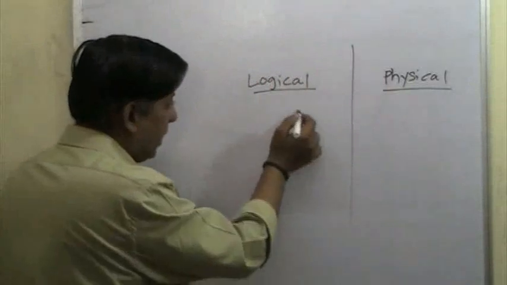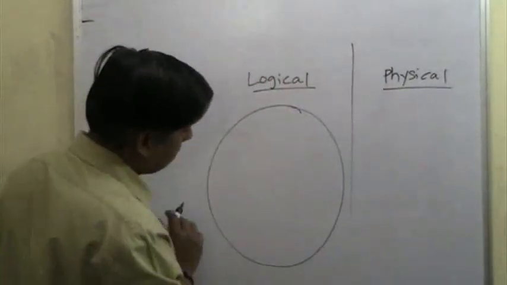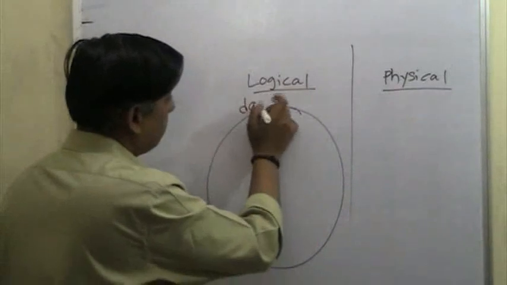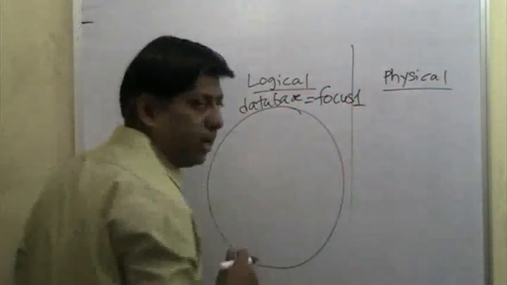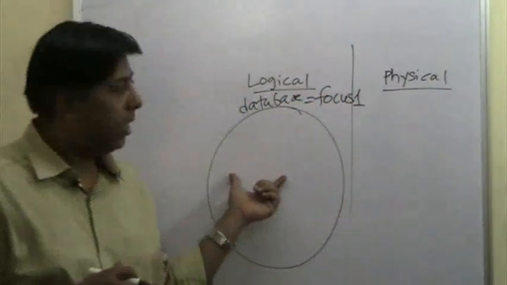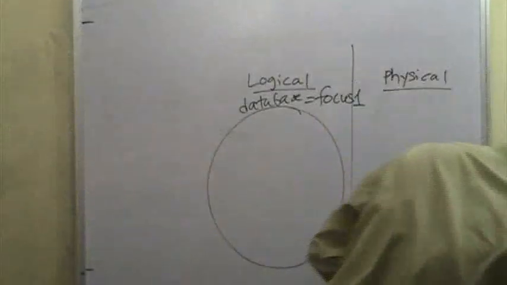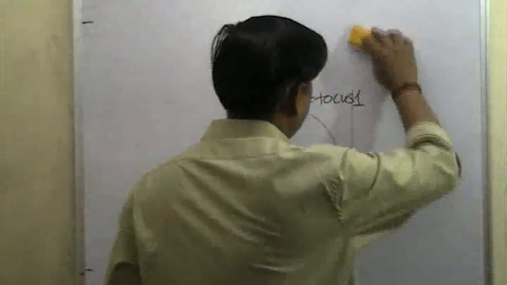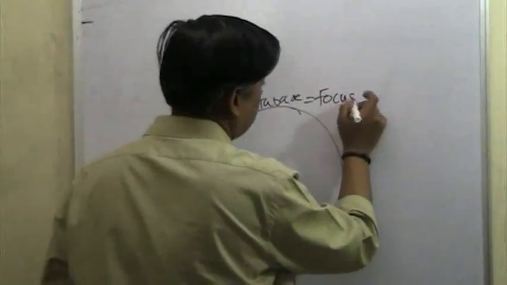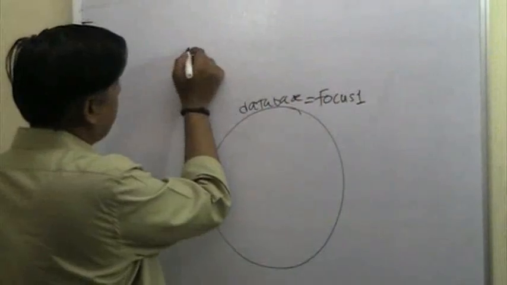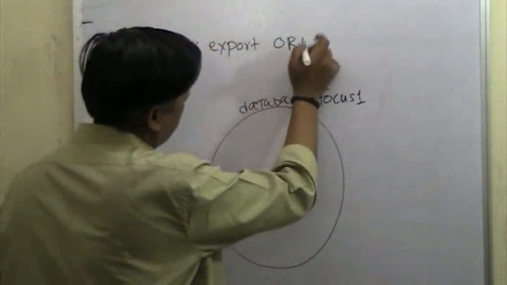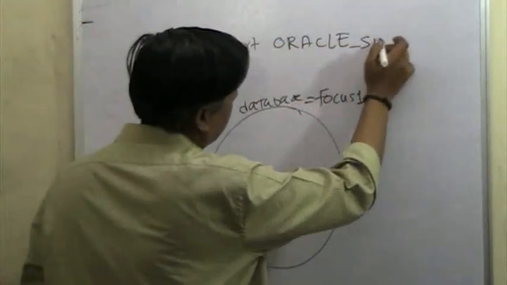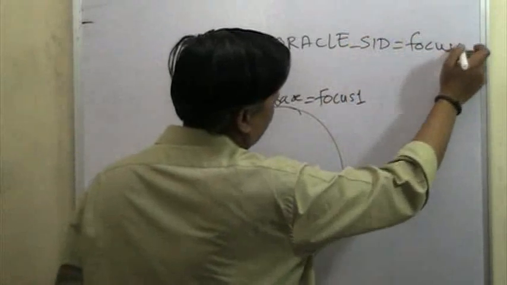Now, as I said, a database is something, this is a bigger circle, this is my database. The name of my database is Focus1. I think all of us are working on that database Focus1. When you log into a database, you should be typing at the Unix prompt a command called export ORACLE_SID=FOCUS1.